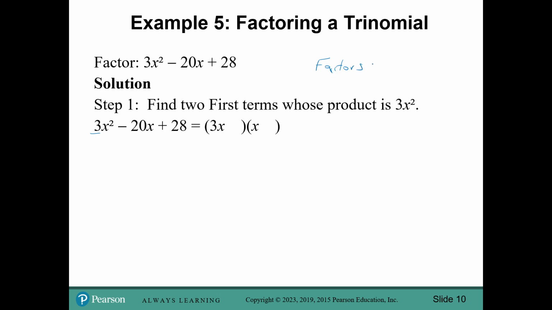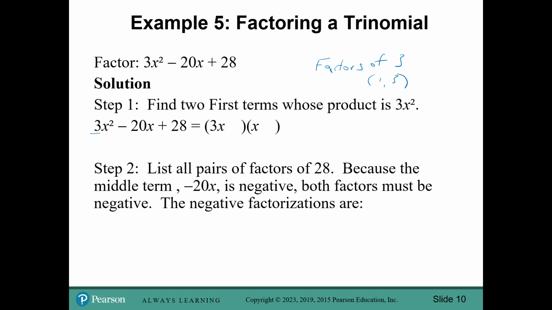because the only factors of 3 are 1 and 3. Okay, not going to mess with the negatives here. You never really want your first term to be negative when you factor if you can help it. Alright, so we got a 3x here, we got an x here. So we've determined what needs to be first.